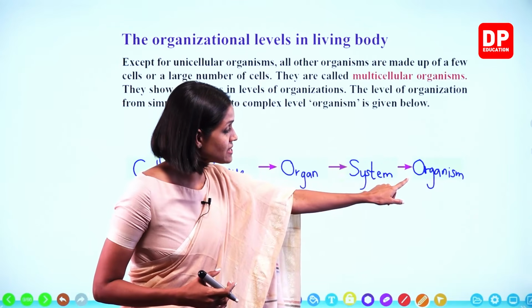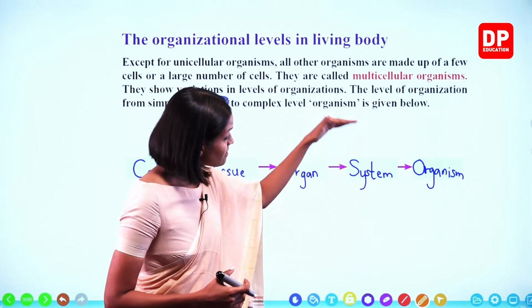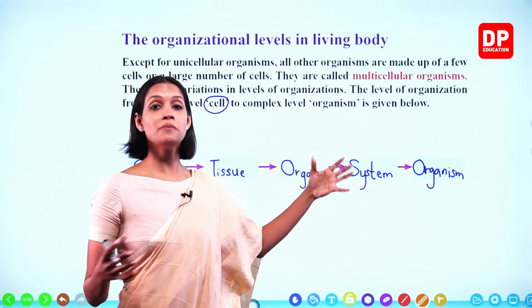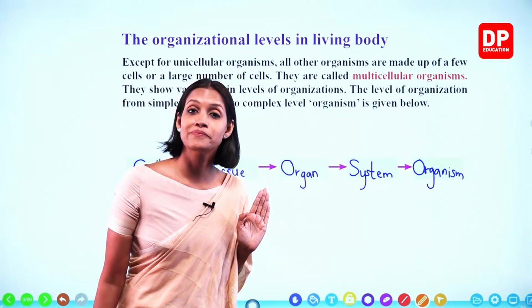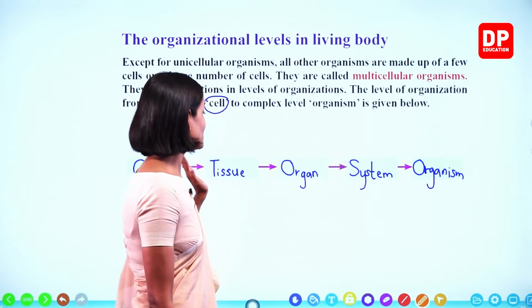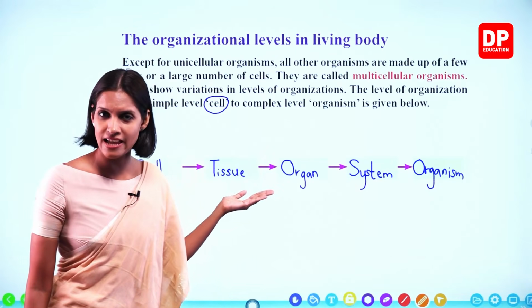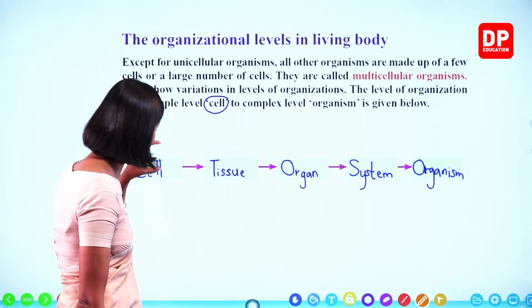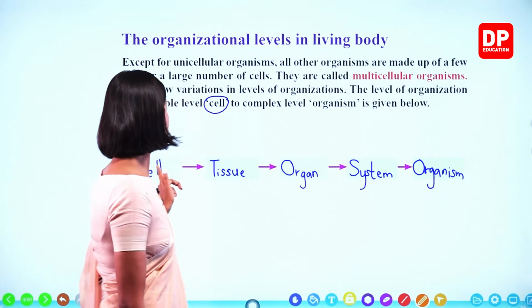What about the organism? The organism's body is made by combining several types of systems. A number of systems are combined together to form the organism. Right, children? So in this way, I hope this flow chart is very clear. You will understand this better when we learn about each of these links. Right? So we are going to first learn about the cell.